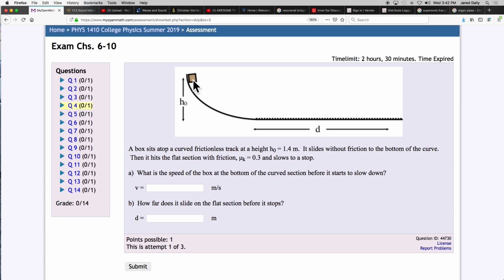If it's not moving, you're still holding it still, does it have any kinetic energy? No, because kinetic energy is moving energy. At the top of the hill, is any work being done on it? No, because it's not moving. To have work done, it has to be moving, right? So what kind of energy does it have up here? Potential energy, right? So potential energy is equal to mgh.